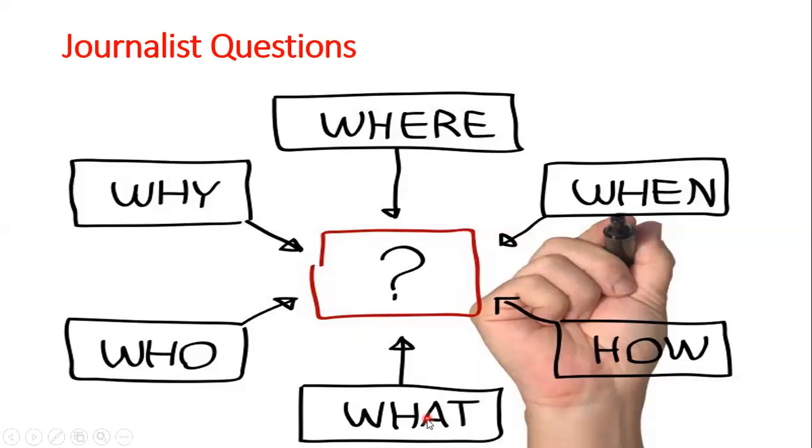For example, suppose you are writing something about programming languages. The very first thing is the definition: what programming languages are, the description of programming languages, and who uses programming languages. Normally the coders or computer scientists or people related to software engineering use them. Why they use them, why they need to learn a programming language, where they use it, when they use it, and how they use it. These are the journalist questions.